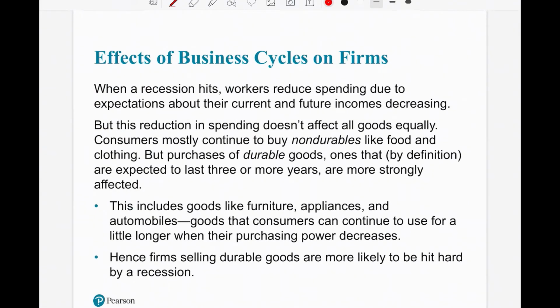Now, this slide illustrates how producers of durable goods and non-durable goods are affected differently by the recession. We see that during recessions, firms selling durable goods are more likely to be hit harder by a recession. And the reason why is because most consumers continue to buy non-durable goods like food and clothing, even during periods of economic recessions.